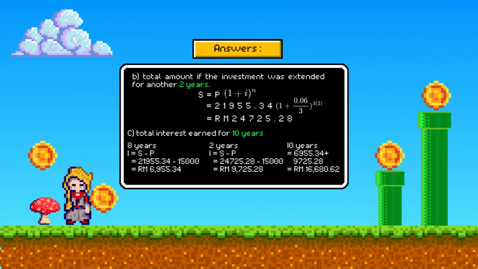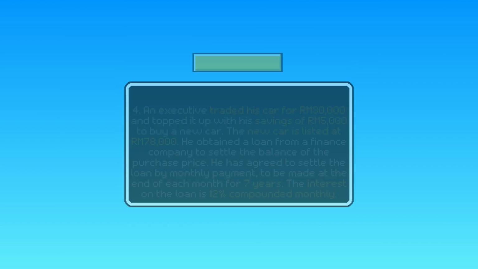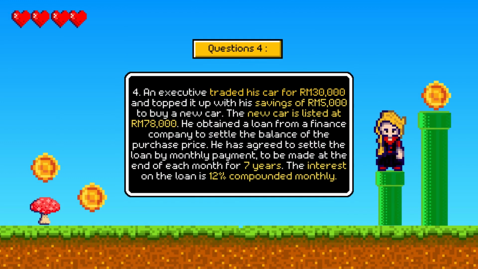Next, question B. Total amount if the investment was extended for another 2 years. For this question, we use the same formula as in question A earlier. So, the final answer we got is 24,725 ringgit and 28 cents. To find the total interest earned for 10 years, you just need to use the formula of interest to find the answer.